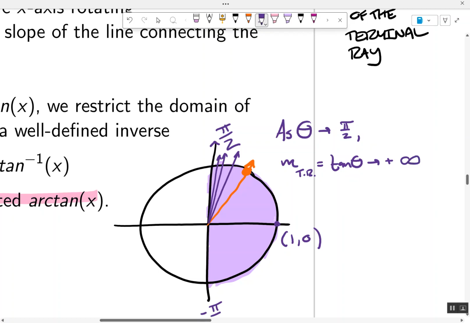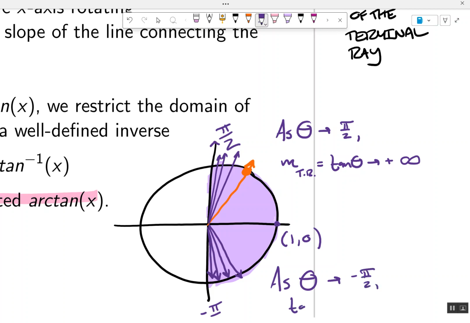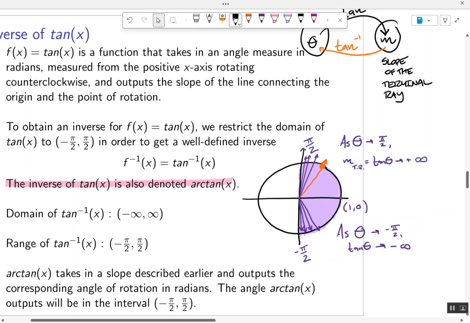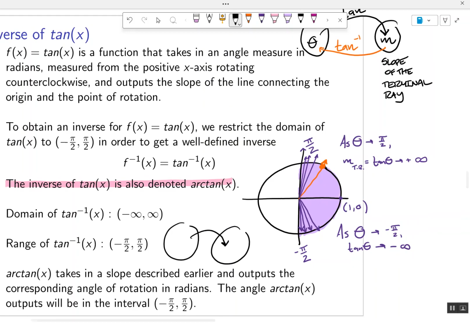The slope just gets steeper and steeper. The same thing is true in the other direction. As I approach negative pi halves, the slope just gets more negative. As theta approaches negative pi halves, my slope, the tangent, gets more and more negative. And so in the diagram right here, the restricted domain is going to be from negative pi halves to pi halves, excluding both.